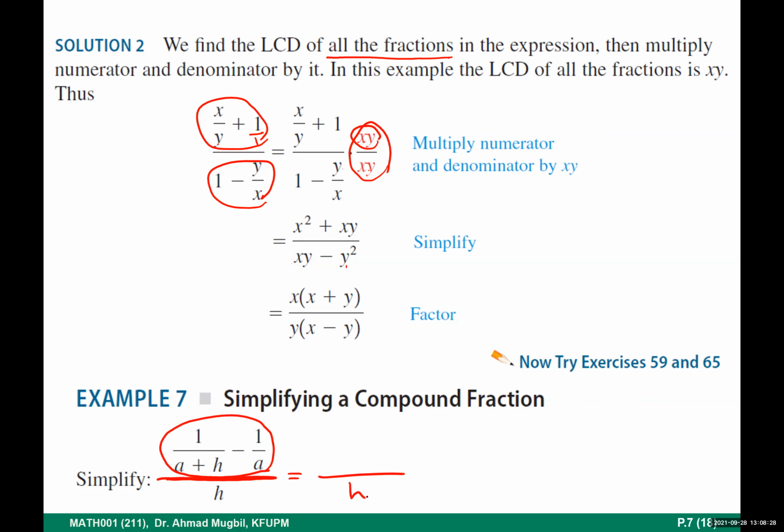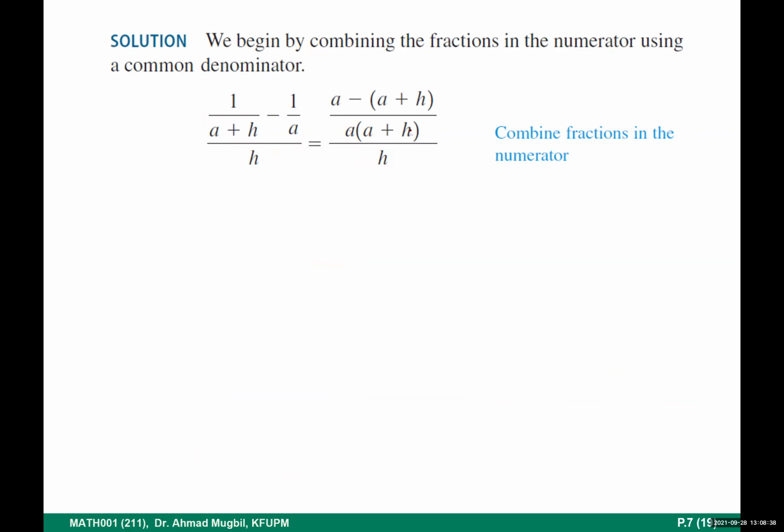So this is h as it is. Now you will ask yourself here, what is the LCD? How to subtract? Just write the LCD. The LCD is a multiplied by a plus h. Now here it will be a minus. Don't forget to write minus and then brackets. If you didn't write the brackets, it will be wrong. Now distribute. Now what do we have? We have a single fraction over a single fraction.